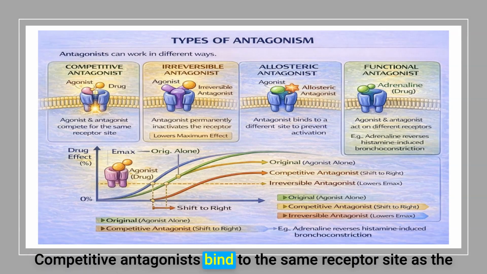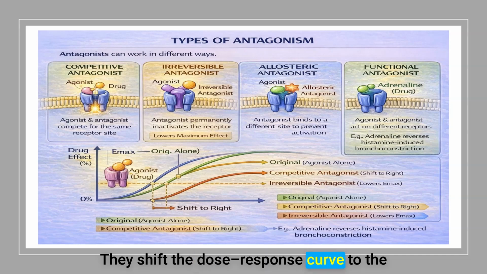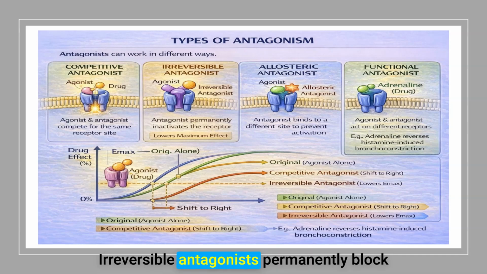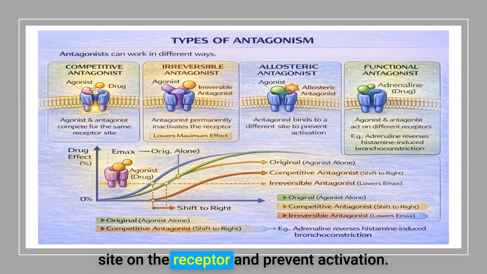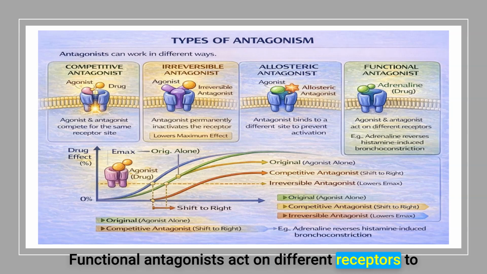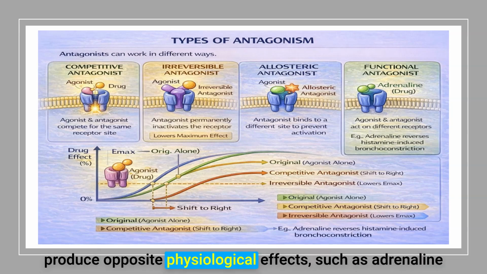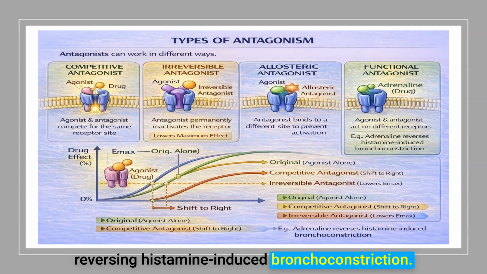Competitive antagonists bind to the same receptor site as the agonist and can be overcome by increasing the agonist dose. They shift the dose-response curve to the right but do not lower the maximum effect. Irreversible antagonists permanently block receptors and reduce the maximum response regardless of agonist concentration. Allosteric antagonists bind to a different site on the receptor and prevent activation. Functional antagonists act on different receptors to produce opposite physiological effects, such as adrenaline reversing histamine-induced bronchoconstriction.